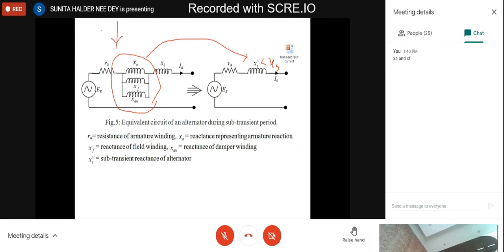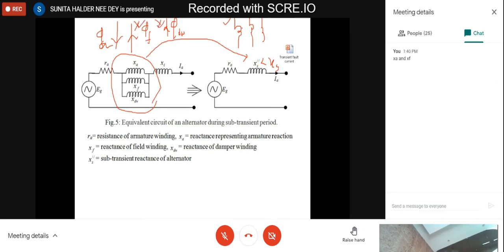Say this is the armature reaction flux, XA, right? Then the field winding flux is obviously in the opposite direction, and the damper winding flux is again in the opposite direction. So every flux we may represent by a winding, by an inductor. When these two were not present, then only this inductor was there. When these two have come into action, they are reducing this original one. So we are assuming that they are as if they are in parallel.